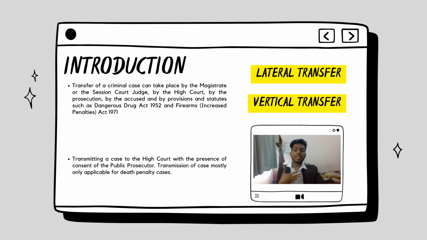A vertical transfer involves a court of superior or higher jurisdiction, but can be of the same local jurisdiction also. An example is the magistrate court to the Session Court, which exercise different jurisdiction to try and sentence, but can be of the same local jurisdiction also.